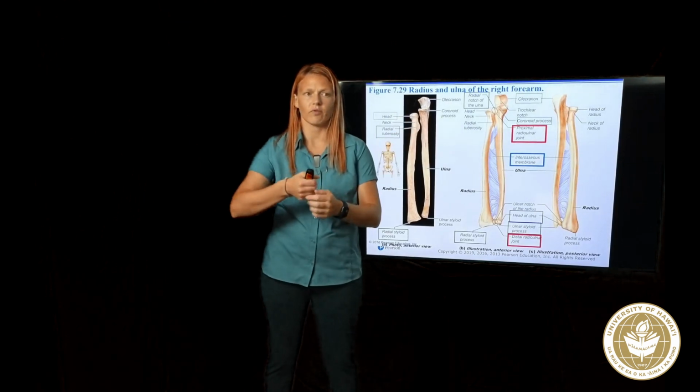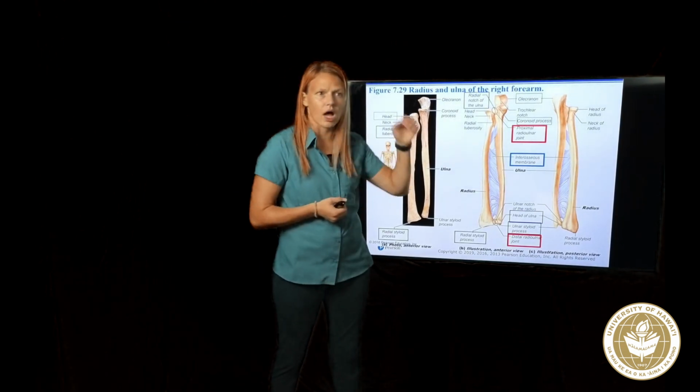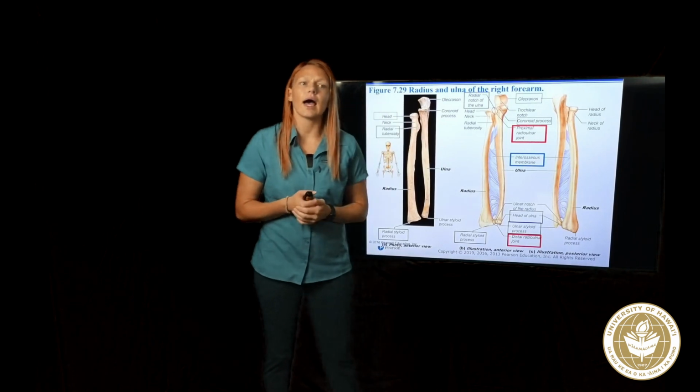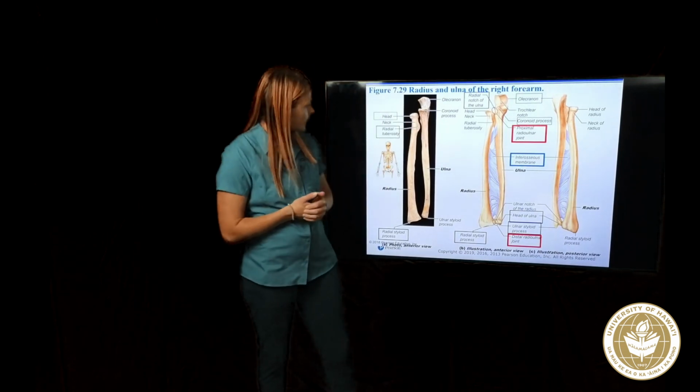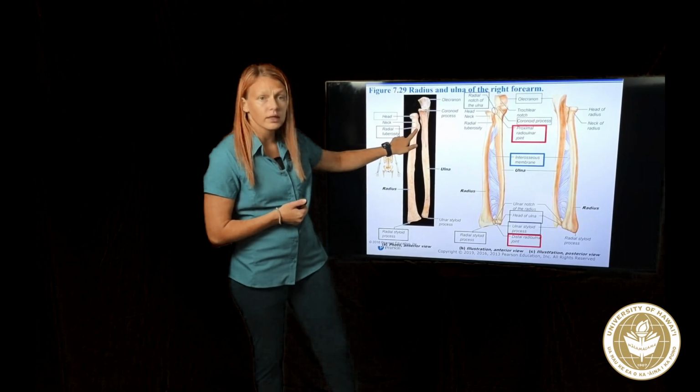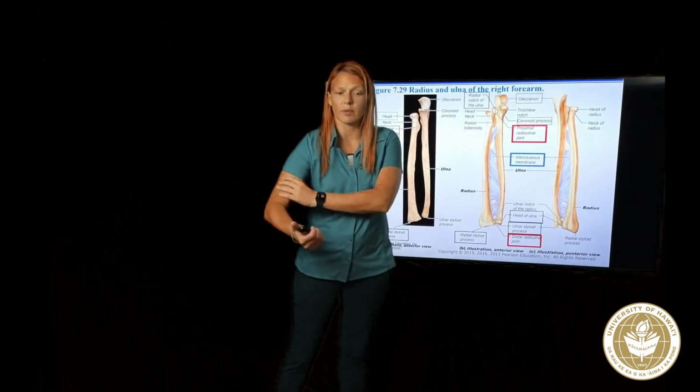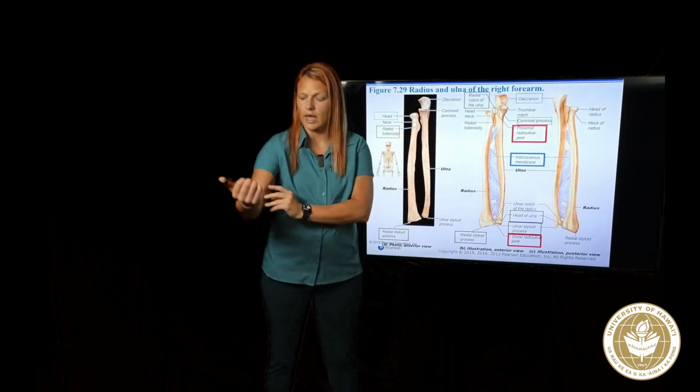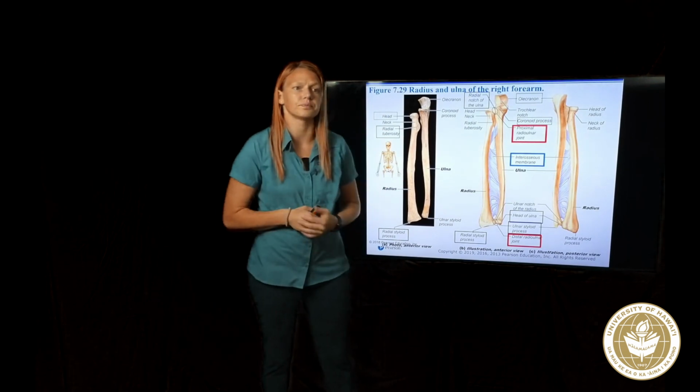If you were to pound on top of a nail with a hammer, this kind of looks like the top of that nail. And the radial tuberosity, which I highlighted for you right here, is where that biceps muscle is going to attach. So it attaches right down there.